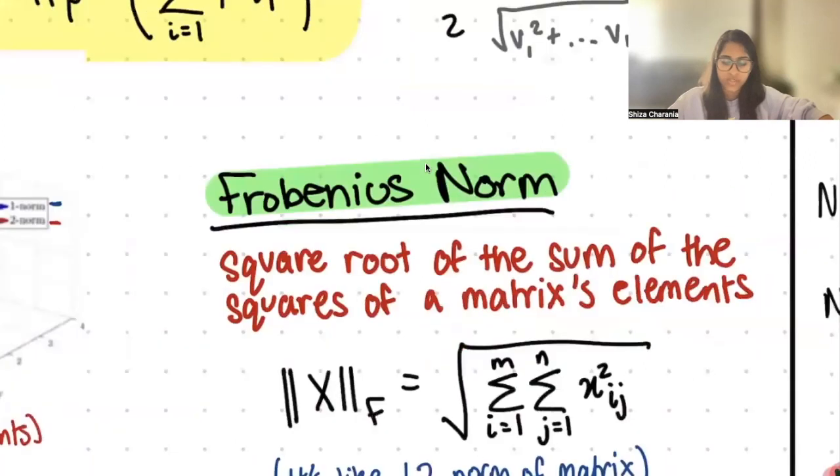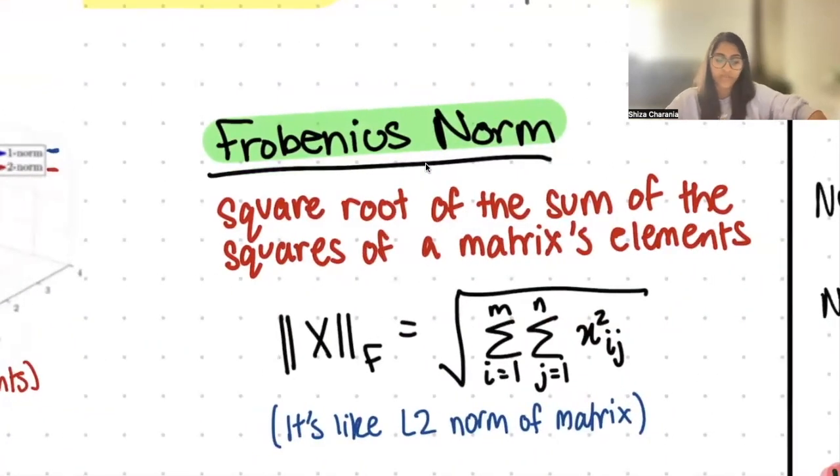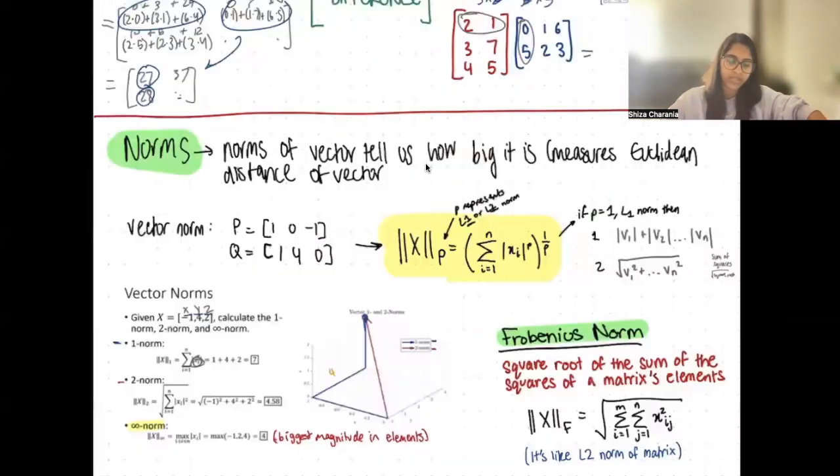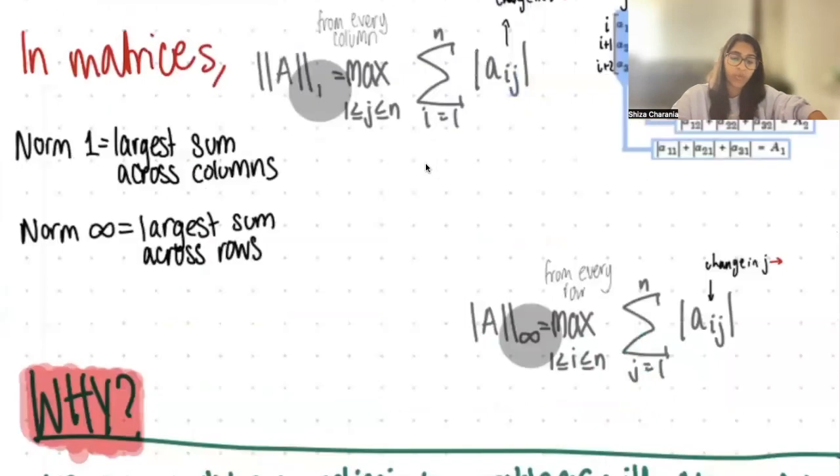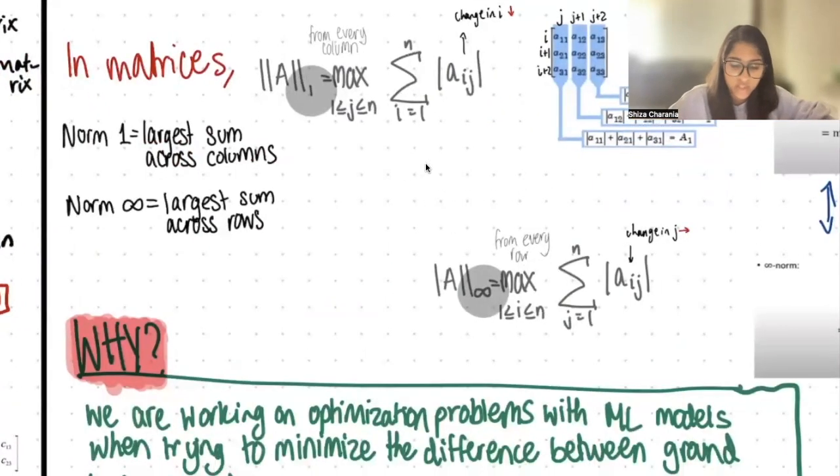In terms of matrices, there's the Frobenius norm, I believe that's how you say it, and that's basically the L2 norm of a matrix, where you just sum the squares of the matrix's elements and then square root it, just like with the vector. There is also norm 1, where you just take the largest sum across columns. So you take the absolute value sum of this, of this, of this, and of this. And then you find the maximum of all the columns to see which one has the largest, and that's norm 1. And then norm infinity is the same thing, except with rows, this way, instead of the columns, which are this way.